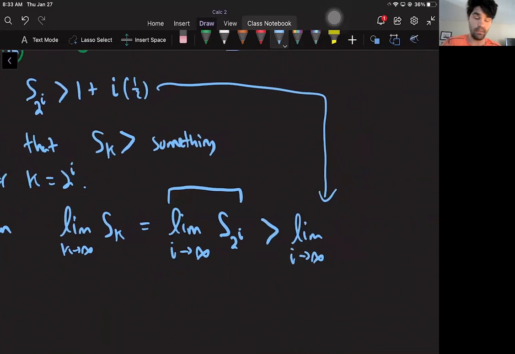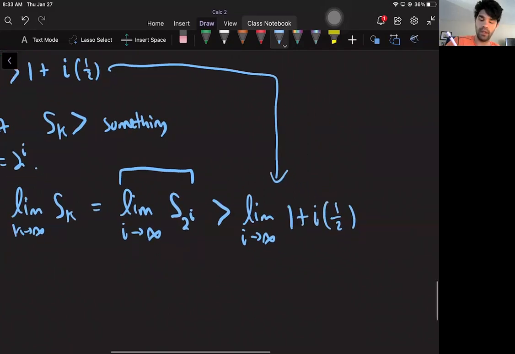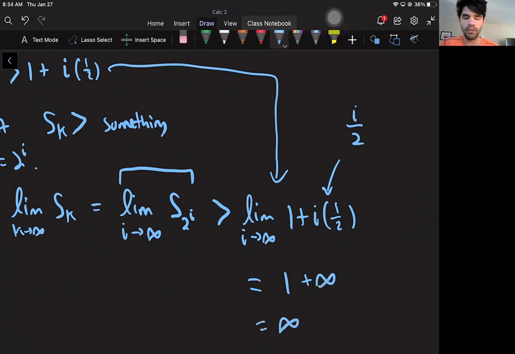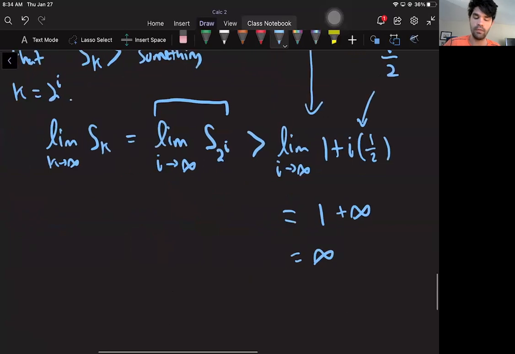So the S sub 2 to the i's, which are really just some of the S_k's, some of the partial sums, just the powers of 2 ones, those are all bigger than 1 plus i times 1/2. And now this limit I can just do. So what's the limit of 1? Well, it's just 1. But what's the limit as i goes to infinity of i over 2? Well, the variable that's growing to infinity is on top, so it just grows and grows and grows to infinity, and so we get infinity.